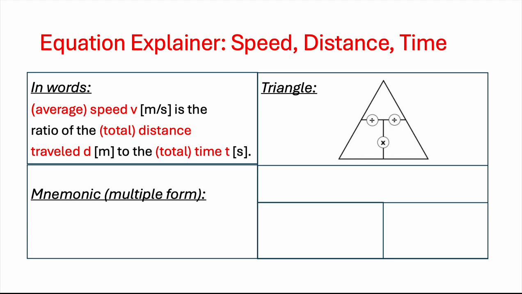There's a lot going on in here, so I'm just going to unpick a few things. Firstly, I've written the word average. Notice here we have average speed is the total distance traveled divided by the total time. That's also another way of defining specifically average speed.